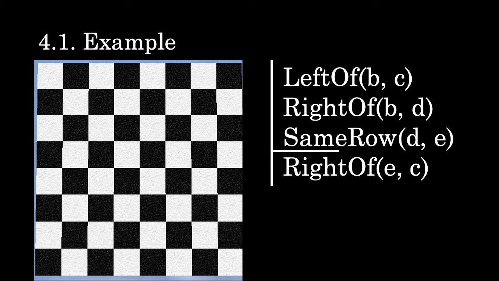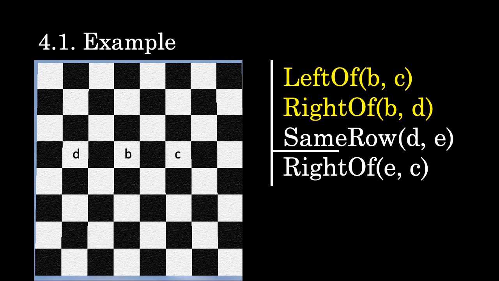Let's take an example. Here's the argument. The premises are B is to the left of C, B is to the right of D, D is in the same row as E, and the conclusion is that E is to the right of C. I'm going to tell you in advance that this is invalid, but now what I want to do is show you how to construct a counterexample. So what we're trying to do is create a counterexample in which all of the premises are true and the conclusion is false. Let's start with the first two premises because they're pretty straightforward.